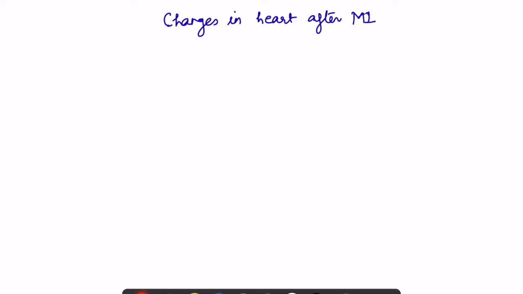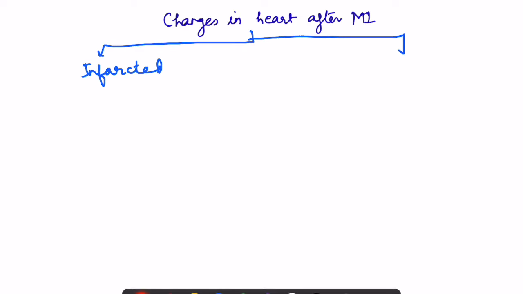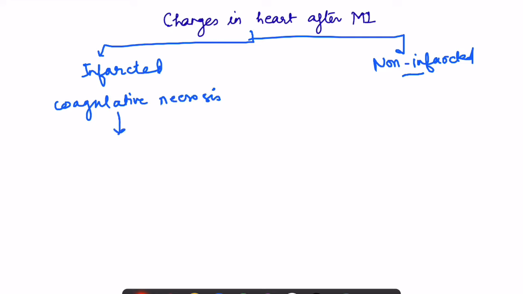Along with this, let us see pathologically what are the changes which occur in heart after MI. Actually, these changes occur in both the infarcted region and also in the non-infarcted regions. Okay. So infarcted region, what will happen, that it is dying. Okay, so we will see coagulative necrosis. Coagulative necrosis, this is the concept you should know, that whenever there is death of the tissue, necrosis is seen. In case of heart, we see coagulative necrosis.